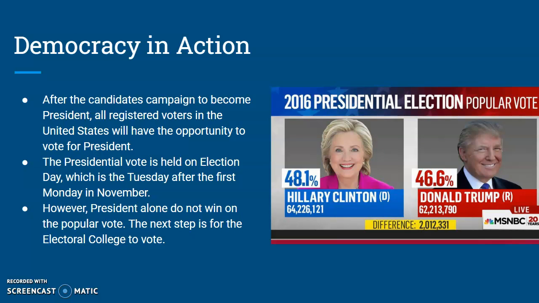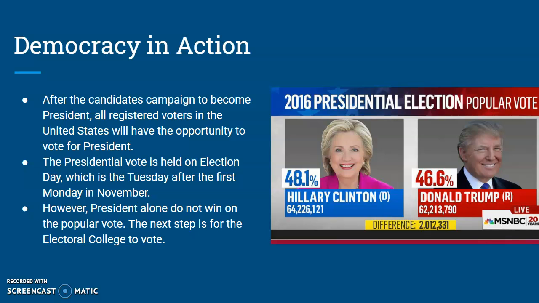Okay, so democracy in action. We have a democratic style of government in the United States, and being allowed to elect a president is a huge part of our government and the way it is. So after candidates campaign to become president and our 2 parties pick a nominee, all registered voters in the United States will have the opportunity to vote for president. The presidential election is held on Election Day, which is the Tuesday after the first Monday in November. And the president doesn't win on the popular vote alone.